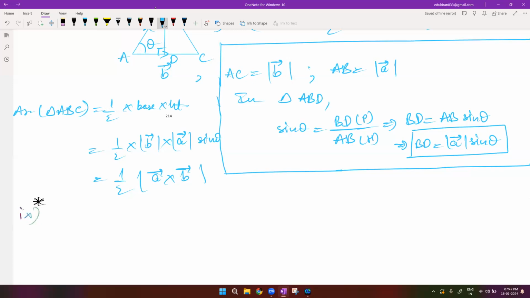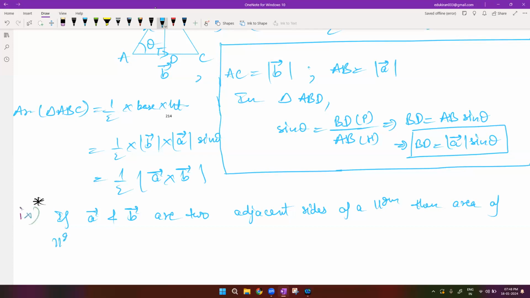It says that if A and B are two adjacent sides of a parallelogram, then the area of the parallelogram would be the magnitude of A cross B, because a parallelogram is made up of two triangles.